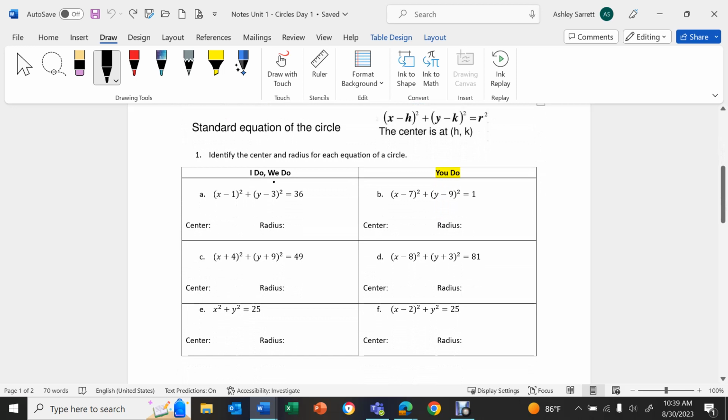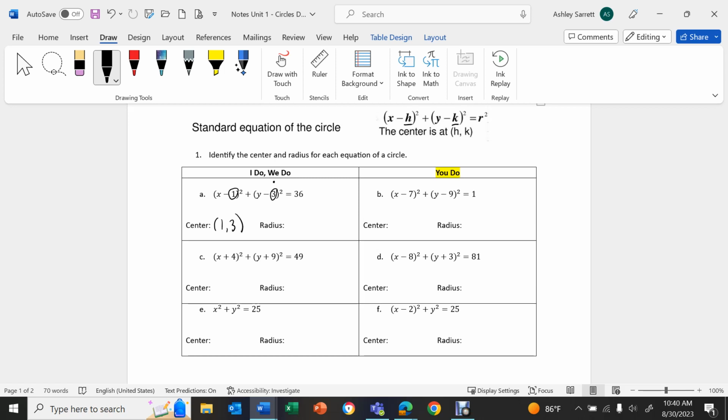So now we're going to actually identify the center and radius from the equation for each circle. So here I have (x − 1)² + (y − 3)² = 36. Whatever comes after the minus sign, that is going to be my x value for the center. Same for the y. Whatever comes after the minus sign, that is going to be my y coordinate. So here I have 1, and here I have 3. So the center here is at +1, +3.